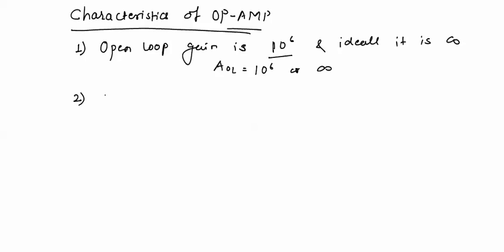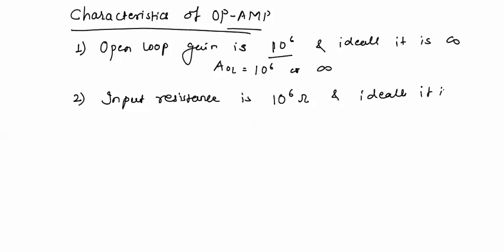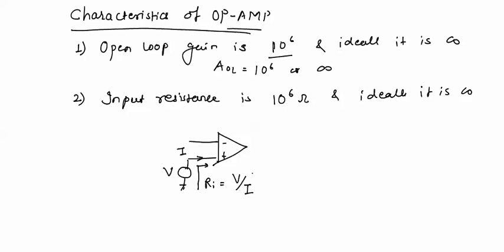Next, input resistance is around 10 raised to power 6 ohm, and ideally it is infinite. Suppose this is an operational amplifier. If we have applied a voltage V at this terminal, then the current will be I. From this terminal, the input impedance Ri will be equal to V by I, and this input impedance is very high for this operational amplifier.